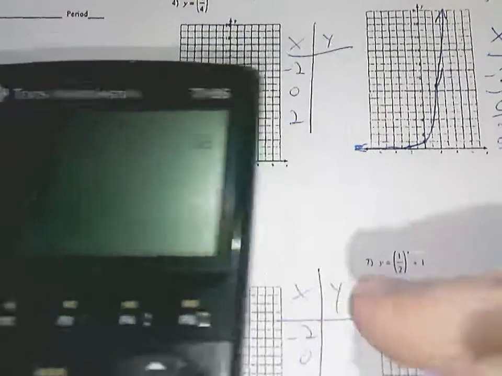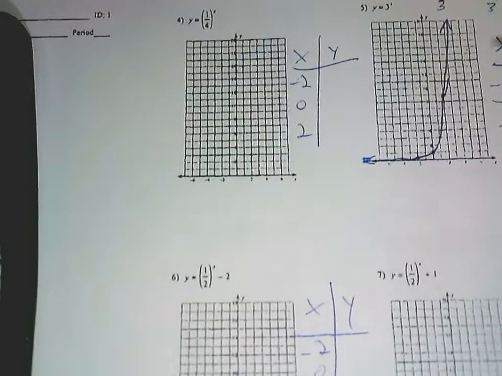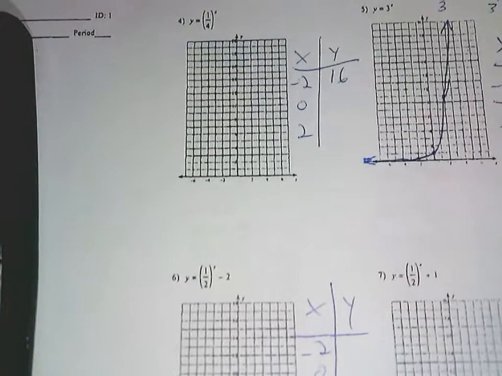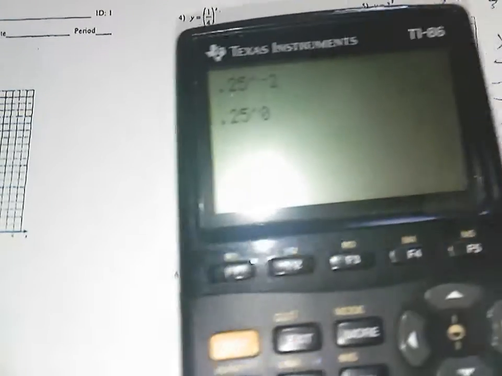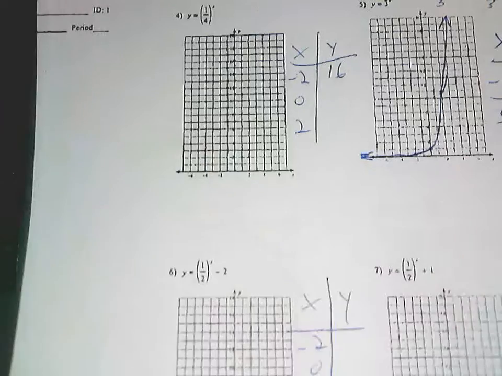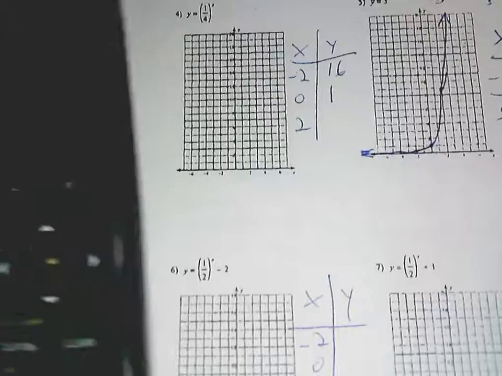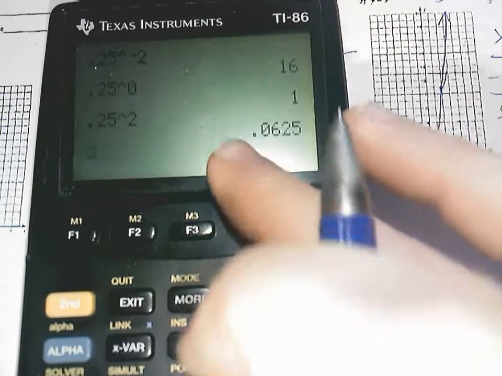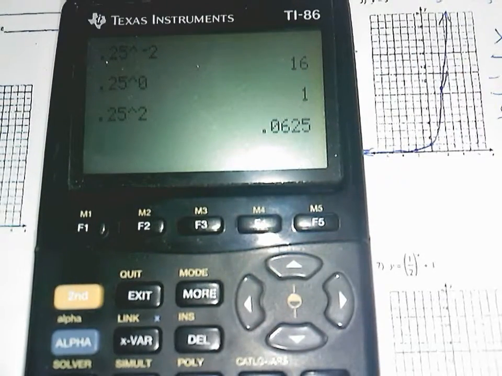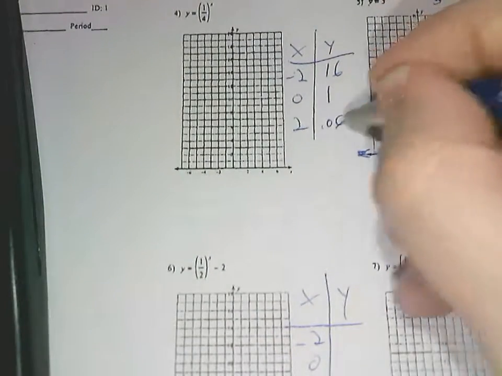Well, that's interesting. Negative 2 didn't give me a fraction. It gave me a whole number. It gave me 16. Okay, what about 0.25 to the 0 power? Oh, I get 1. That's right. Any number raised to 0 is always going to be 1. And then let's do 0.25 to the 2nd power. Oh, this time it gave me a decimal, 0.0625. I'll round that to the nearest hundredth, so 0.06.